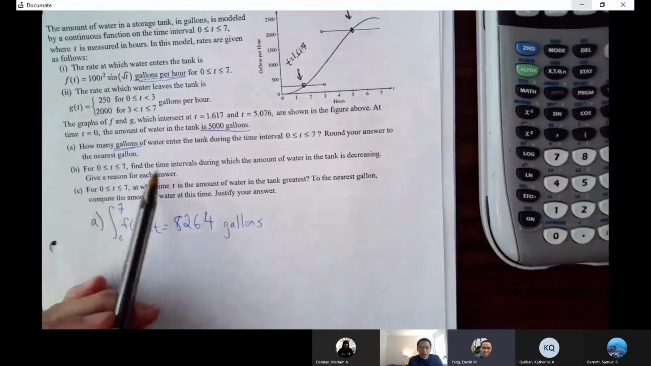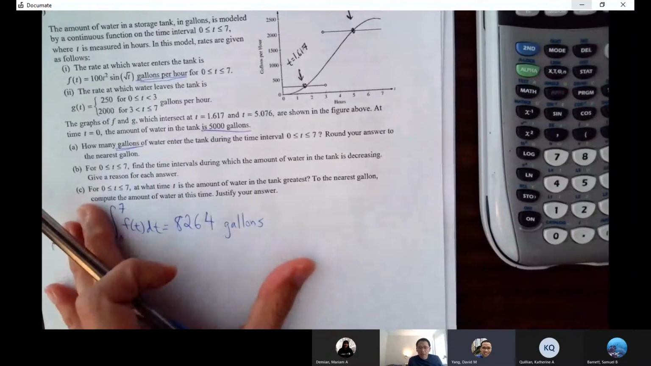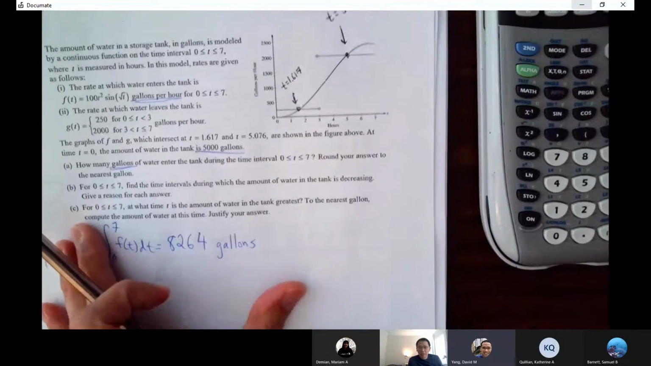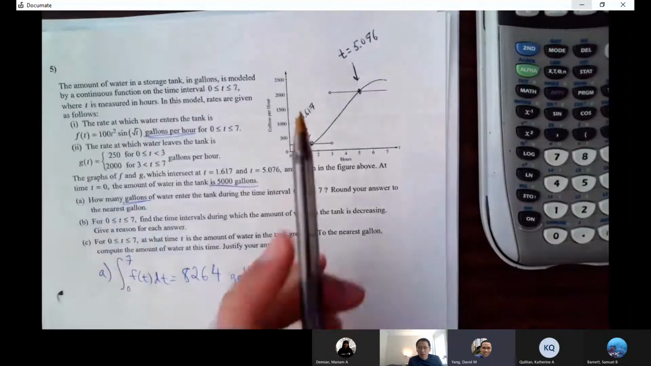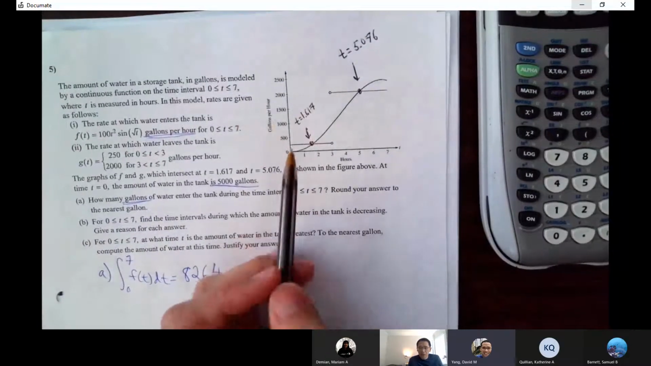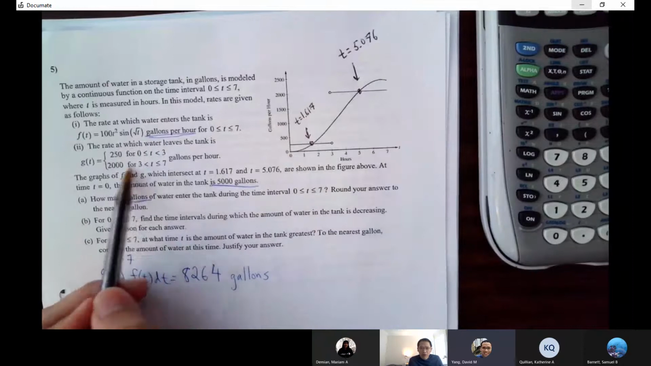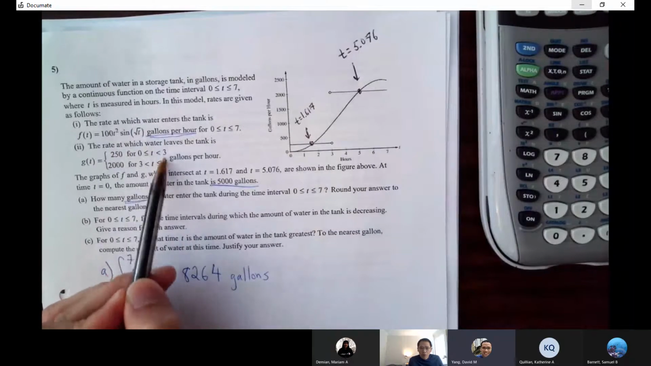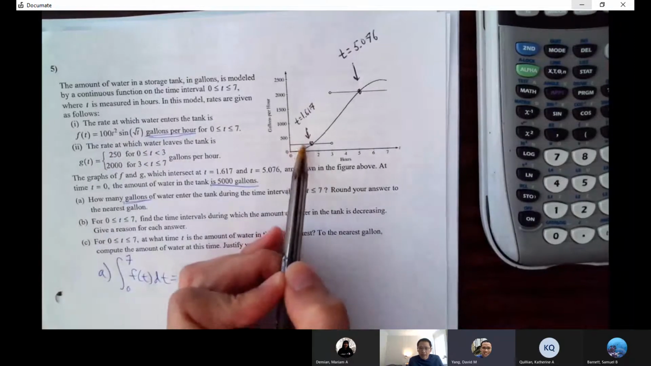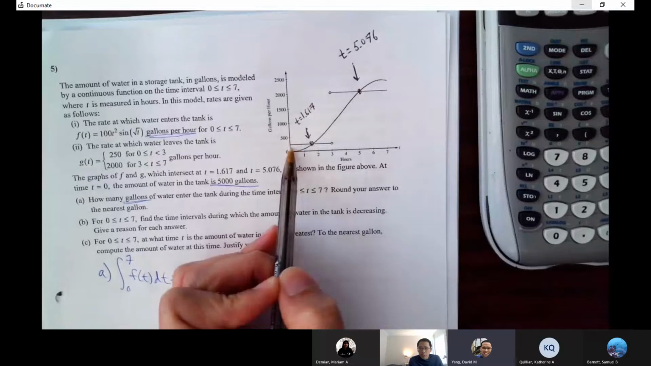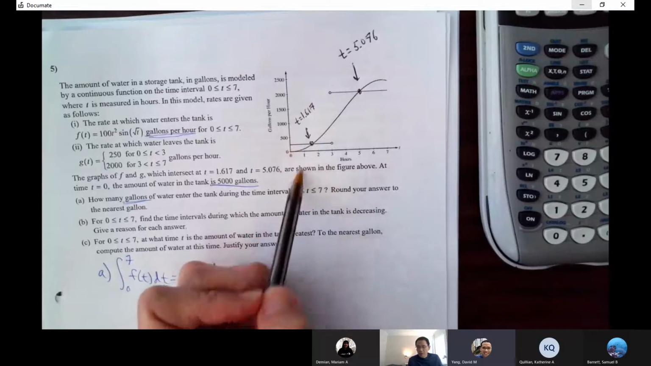Part B, find the time interval when the water in the tank is decreasing. Let's talk about what this diagram is showing us. We know that there's water in the tank to begin with. Water is going to be entering the tank, but then water is also leaving. So basically, whichever has a higher value is going to dictate whether the water level is rising or falling.